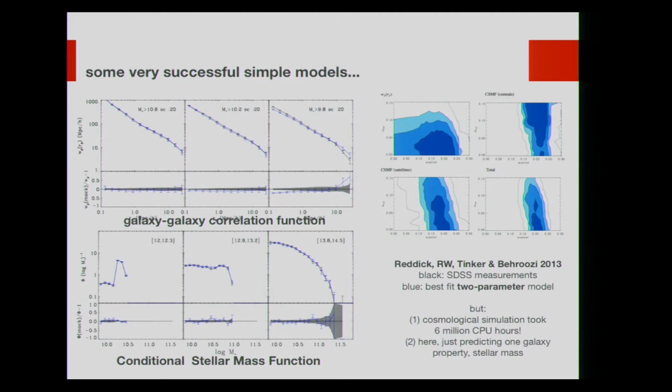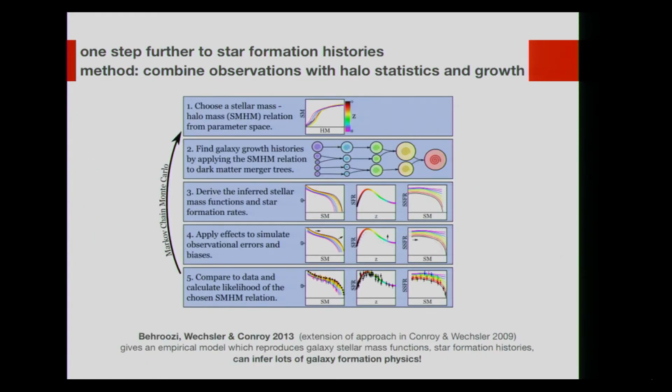This is just one example of work from my group, led by Rachel Reddick, who's here. In this set of plots, don't worry about the details, but the black lines are data, and the blue lines are a model. And this is a very simple model, basically with two parameters, and we're able to match these detailed statistics. This was done basically by assuming that you have one galaxy in every dark matter halo and that there's some relationship between those things. In this case, we're just predicting one galaxy property, stellar mass. So if you want to predict more galaxy properties, you probably need to do something a little bit more complicated. The other thing is this required very high resolution simulations.